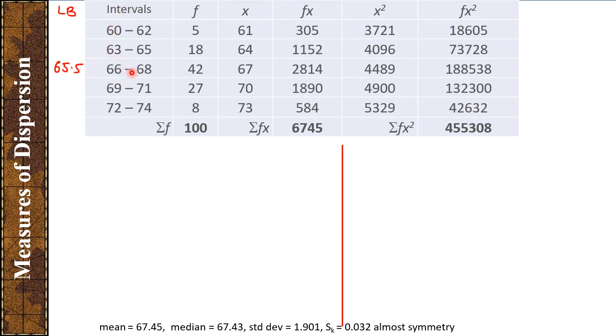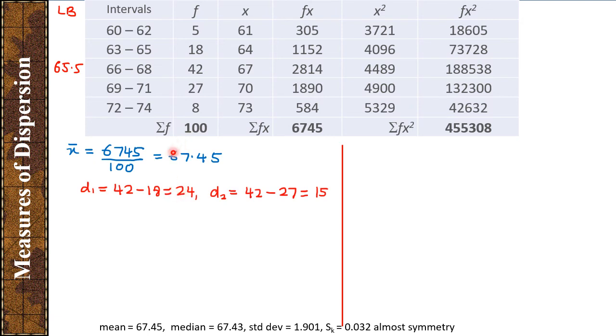Right, before we proceed to find the value of the mode, first we find the mean. We use the sum of fx, already found below here, 6,700. So we substitute and divide by the total frequency, 100. So we got 67.45.